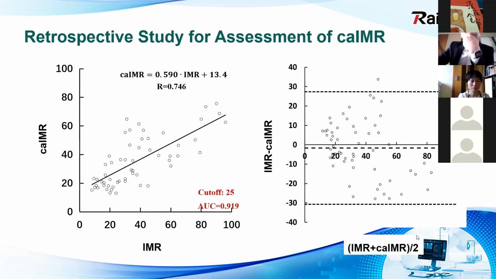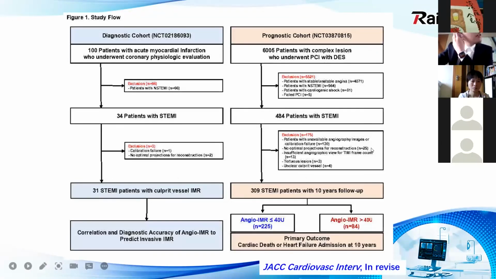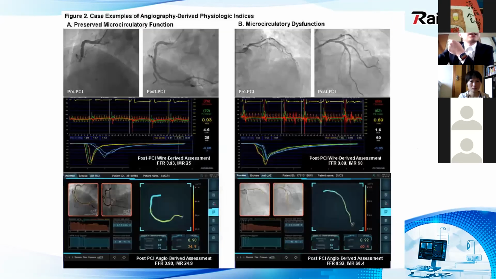Here is data about the study. This figure is the study flow. It's just how we operate this study. This figure 2 shows case examples of angiography-derived physiologic indices. You can see the traditional IMR image and our caIMR image.